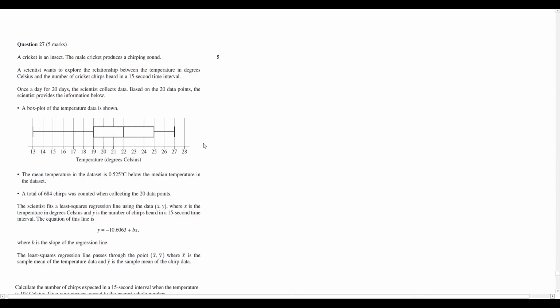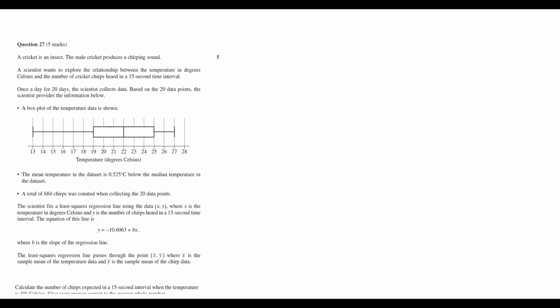So, a cricket is an insect. The male cricket produces a chirping sound. A scientist wants to explore the relationship between the temperature in degrees Celsius and the number of cricket chirps heard in a 15-second time interval. Once a day for 20 days, the scientist collects data. Based on the 20 data points, the scientist provides the information below. A box plot of the temperature data is shown.